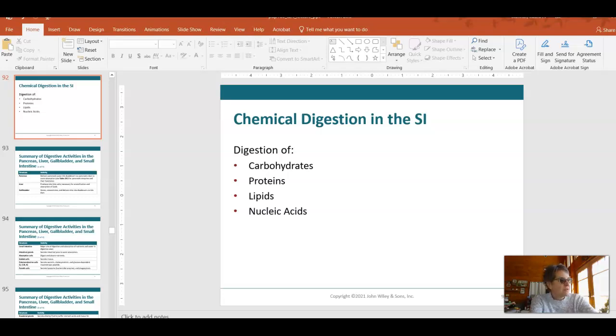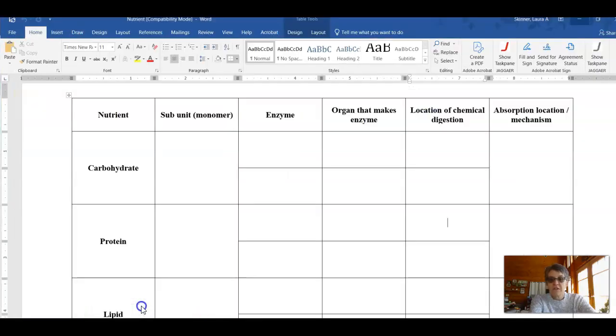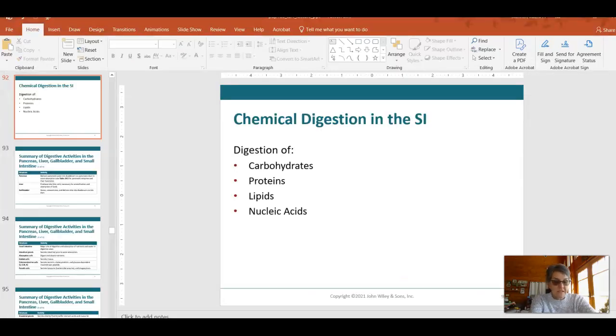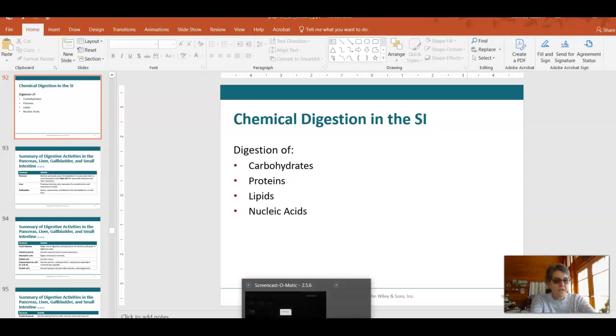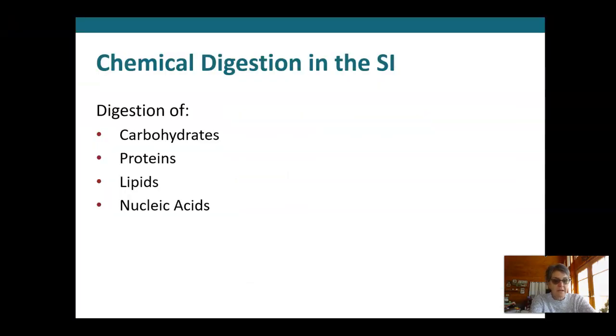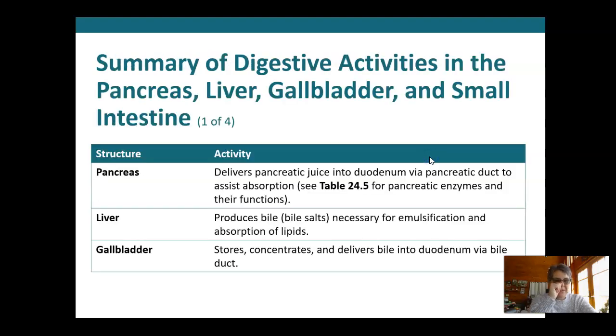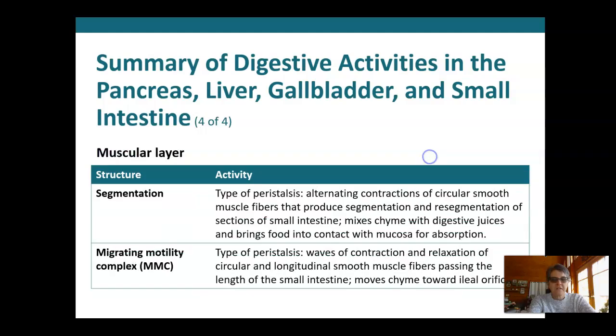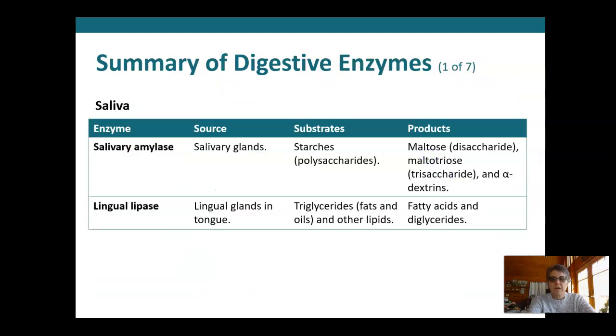Okay, so we have to talk about chemical digestion of carbohydrates, proteins, lipids, and nucleic acids, and we need to fill out the nutrient table. Because I don't really have a board, I'm going to just do the best I can. We're going to start with me just talking. I'm not going to write anything down yet, just going to give you guys an overview.